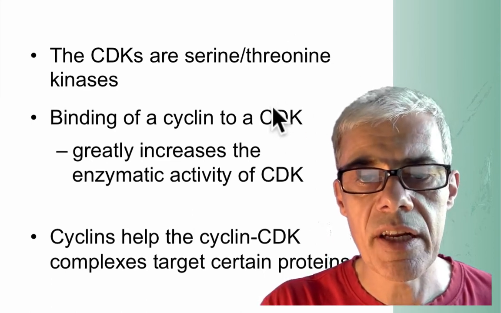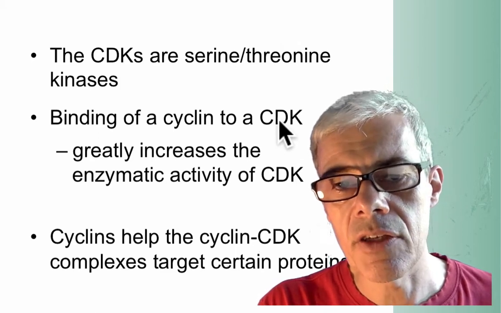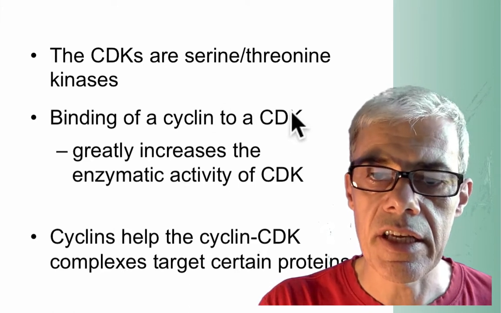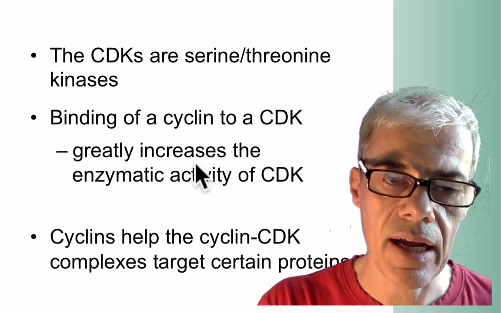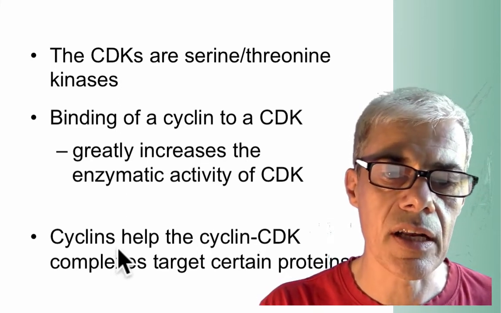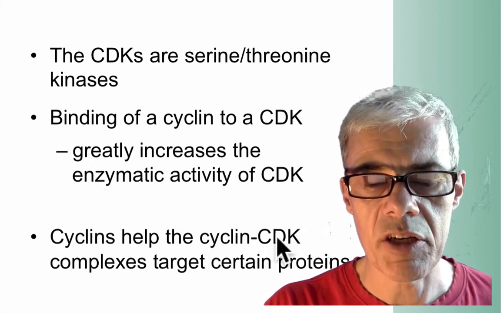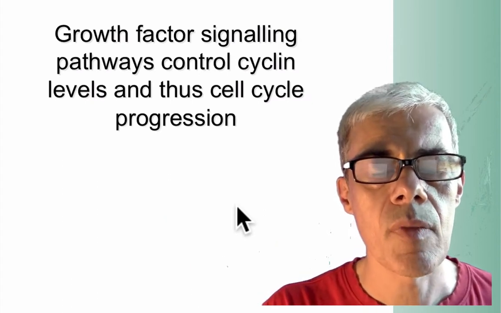So the cyclin-dependent kinase itself is almost inactive until it associates with a cyclin, and then the cyclin-CDK complex has greatly enhanced activity. It's also thought that the cyclins help to target the cyclin-dependent kinase to certain proteins as well.